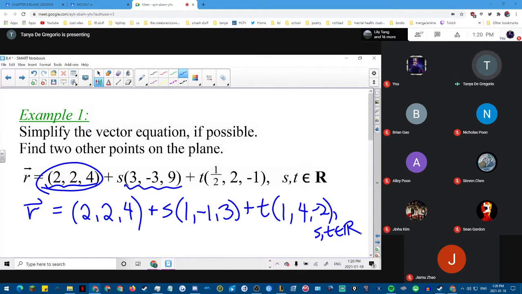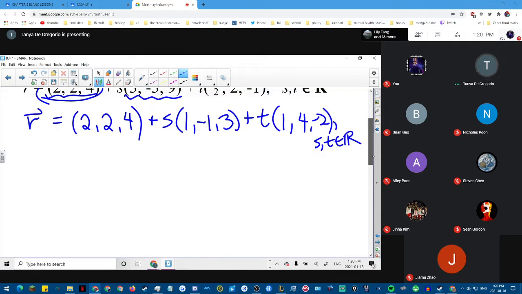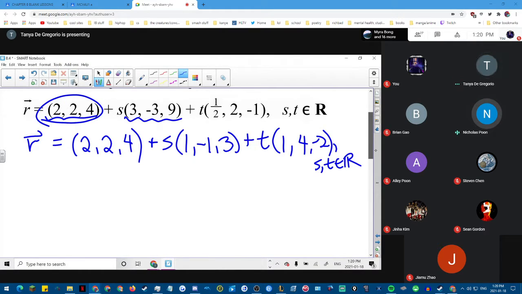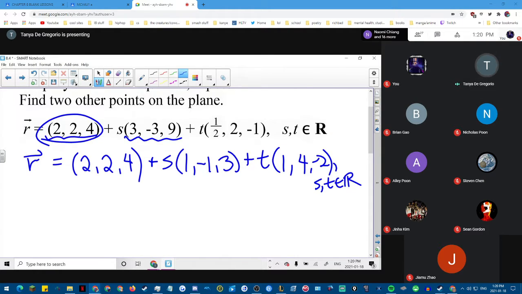Now I want to find two other points on the plane. So what should I do? If I want to find 2 points on the plane, what can I do? Random numbers of S and T. Yes, very good. Just random numbers of S and T. So I'm just going to choose let S equal 1 and let T equal 2. And just sub in, and you'll get your points.